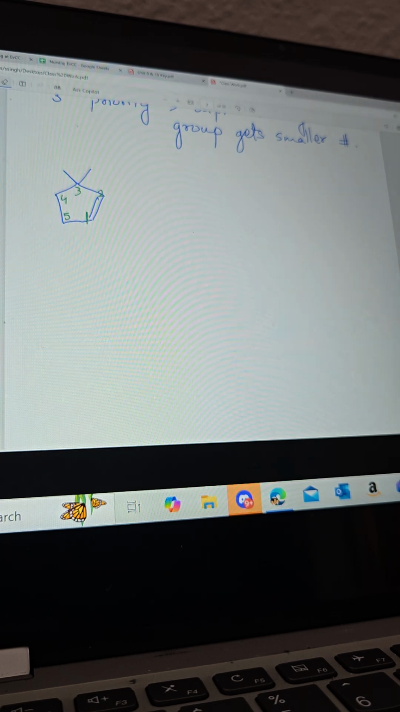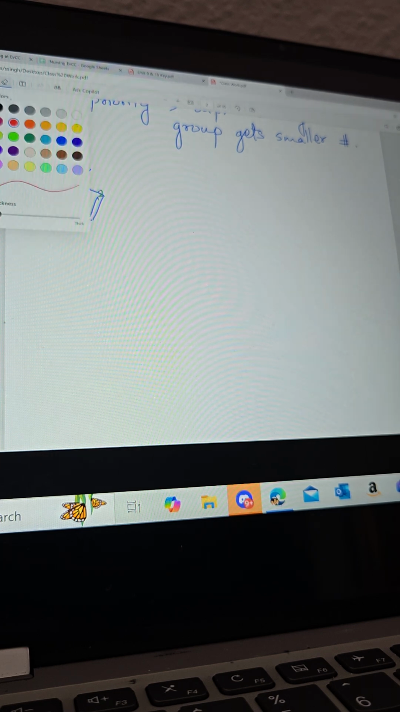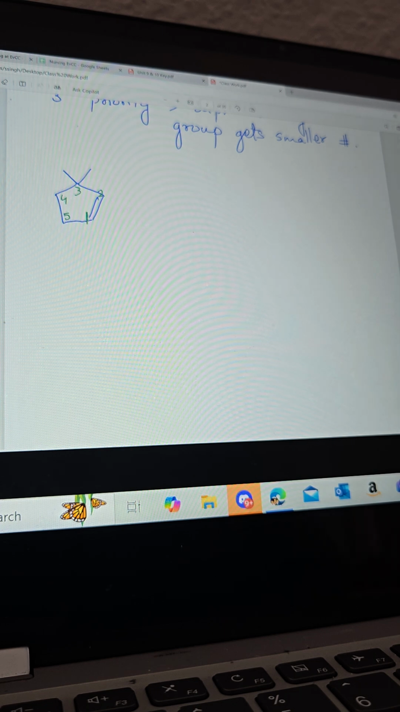Okay, can someone take a guess what the name will be here? So start with the groups. What are the groups? 2-methyl. 3,3-dimethyl.